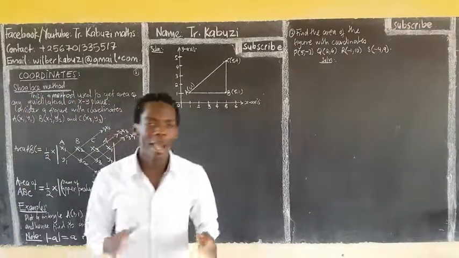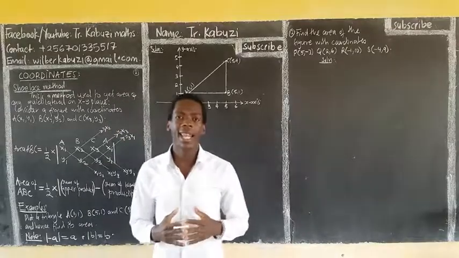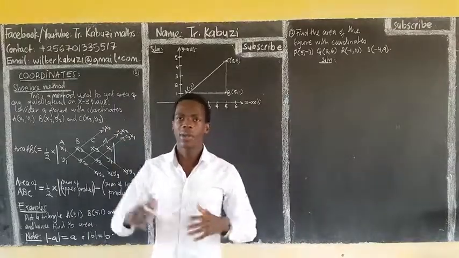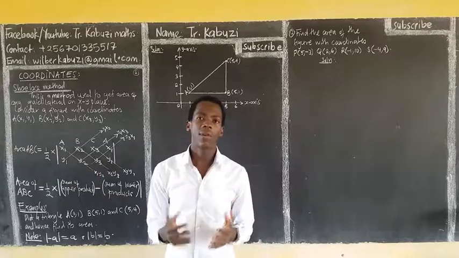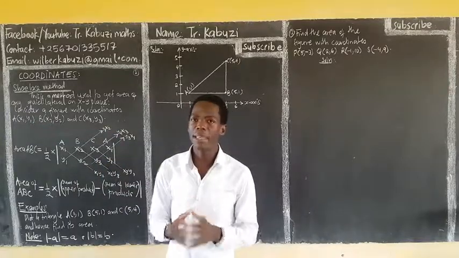Okay, now members, we are going to see an important method of calculating the area of any quadrilateral you can come across. So, this is what we call the shoelace method.